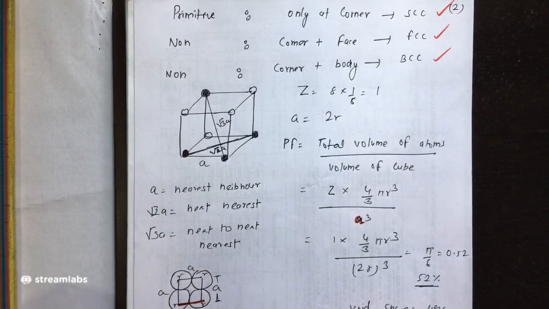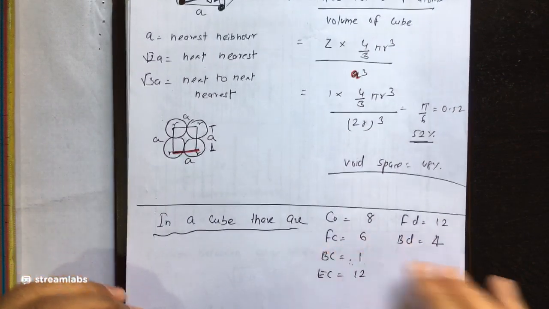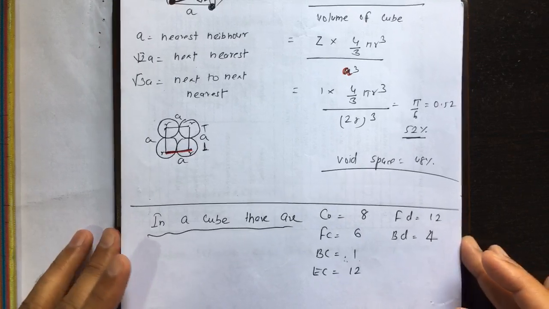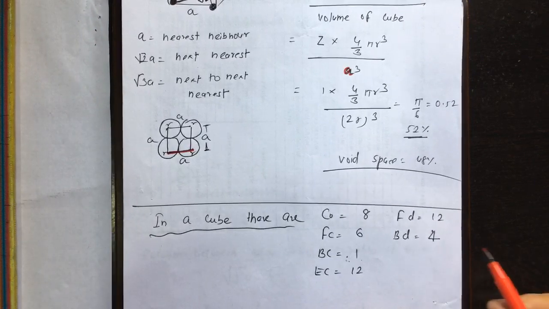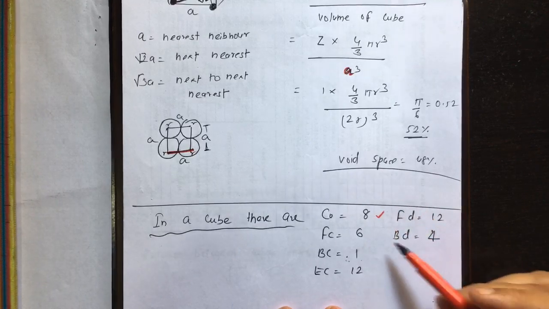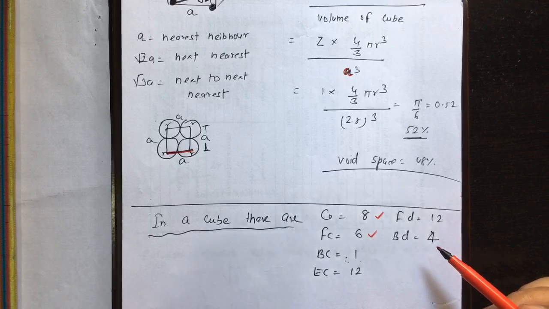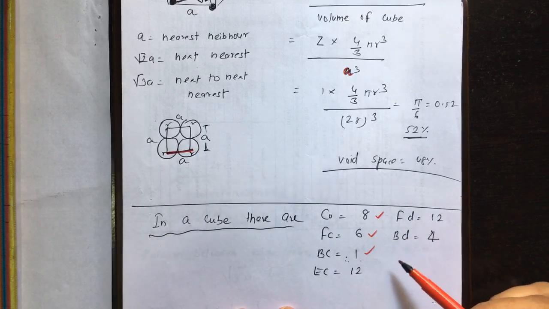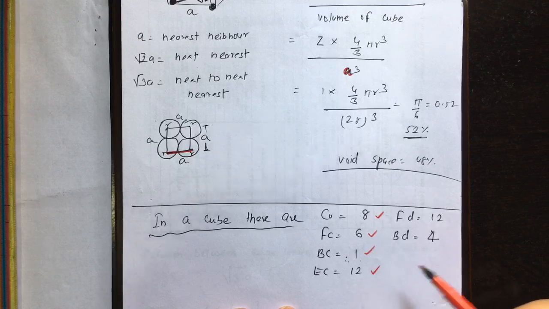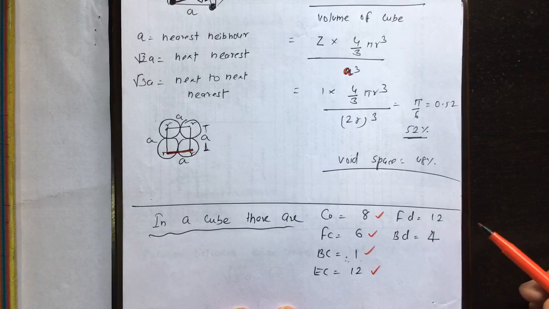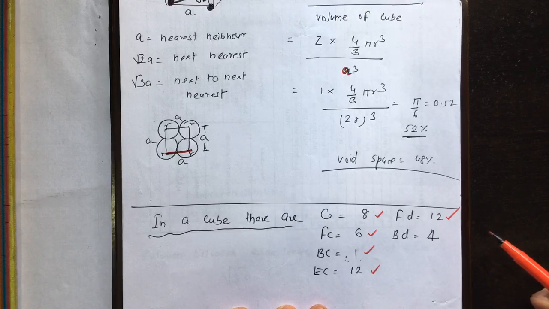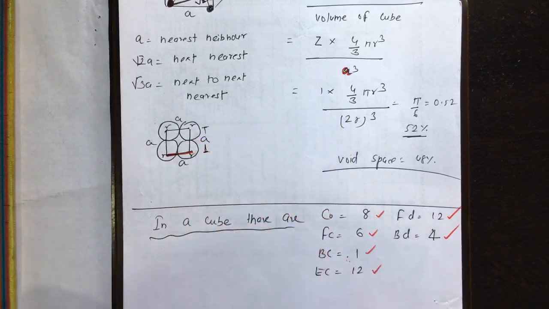Now, first of all, if you are talking about a cube, what is the arrangement of the atoms present? In the cube, there are 8 corners. There are 6 face centers: 4 on the walls, 1 on the top and 1 on the downside. The body center is 1. The edge centers are 12. Similarly, in a cube, the face diagonals are 12, and the body diagonals are 4.